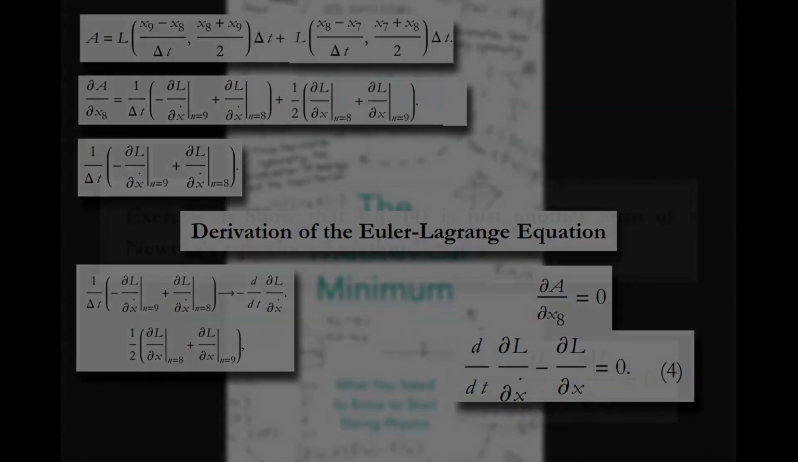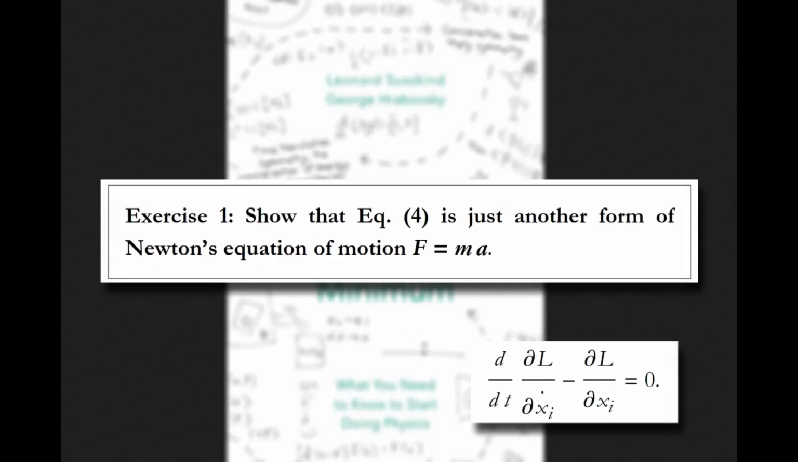Exercise 1. Show that equation 4 is just another form of Newton's equation of motion, F equals ma. The derivation is essentially the same for many degrees of freedom. There is an Euler-Lagrange equation for each coordinate x i. That is, the time derivative of the partial derivative of Lagrangian with respect to x dot i, minus the partial derivative of Lagrangian with respect to x i, equals 0.